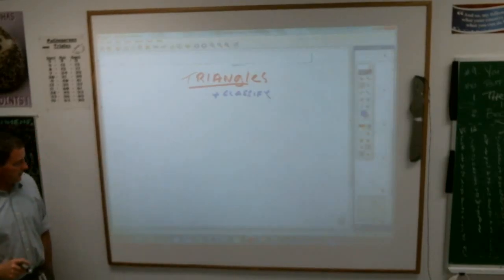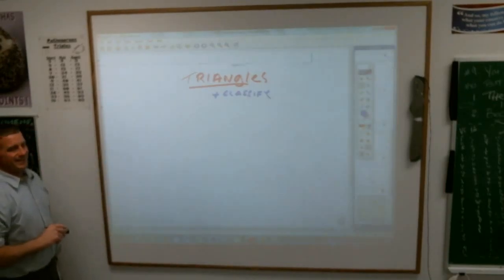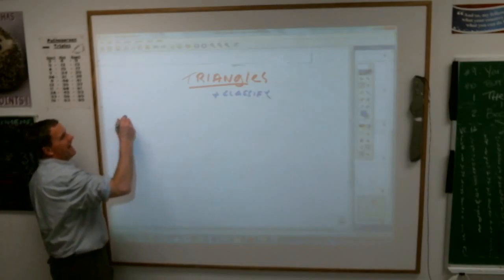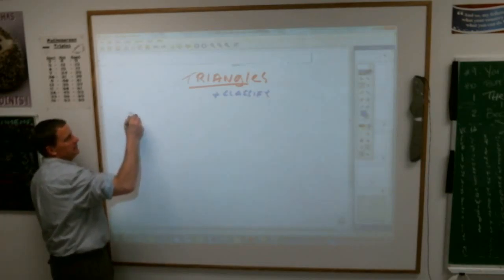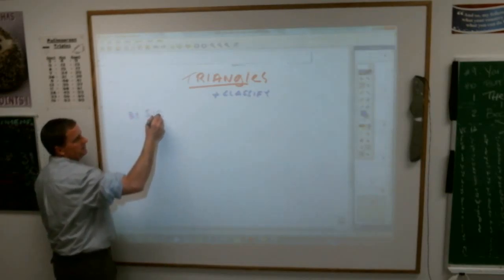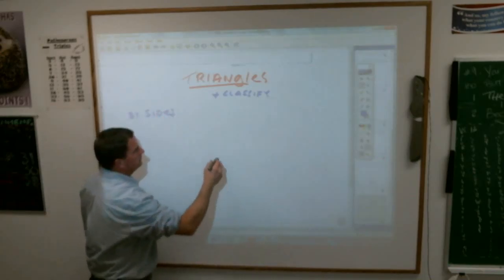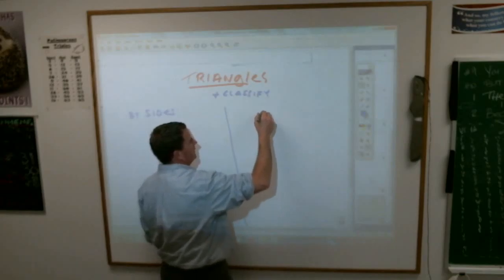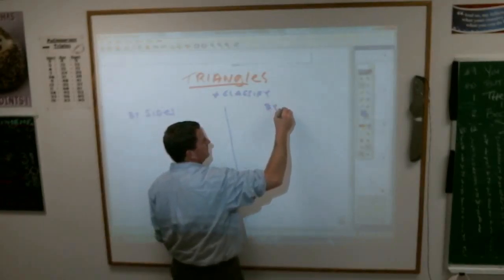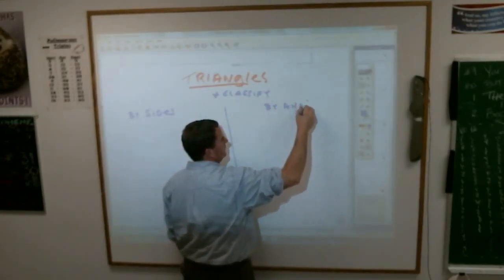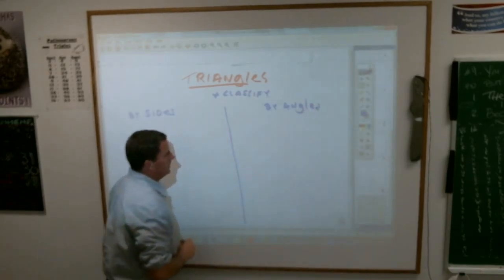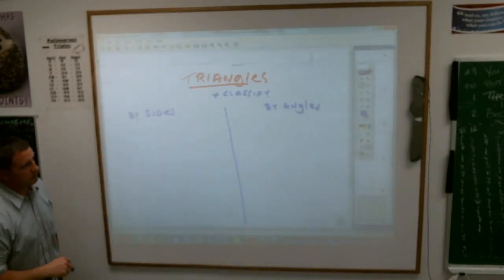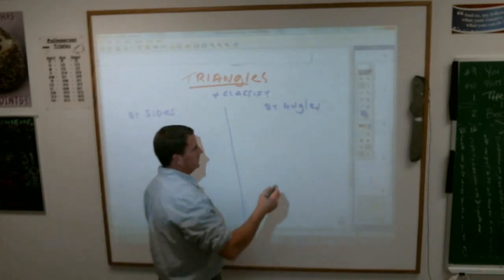And there's two different ways that we can name them. We can name them based on their sides, or we can classify triangles by their angles. So you have to be careful what the book asks you. It'll say classify this triangle by its sides or by its angles, and there are different ones there.